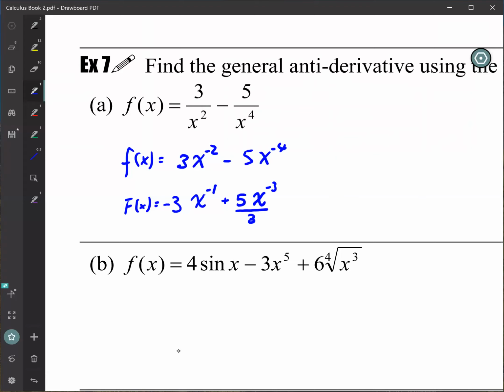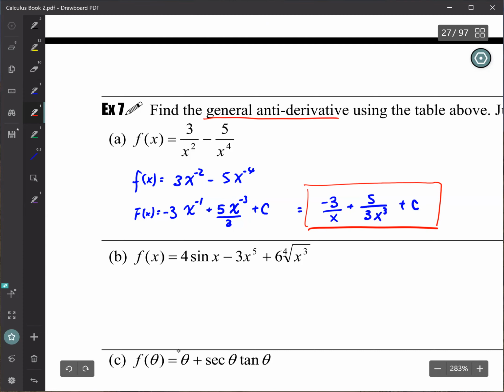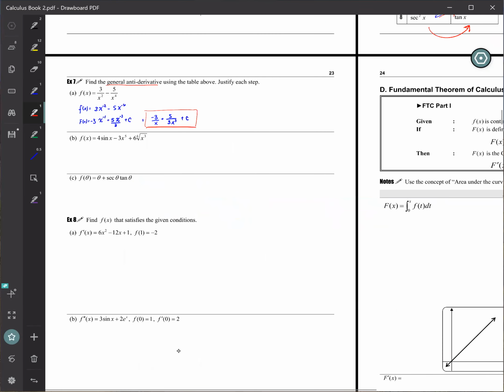Yeah, okay. But do not leave the answer like that. We need to add a C, since this is general. And then put your answer back with no negative exponent: negative 3 over x plus 5 over 3x cubed plus C. So leave your answer like this. That's your general antiderivative. All right, so this is using that table. Please try questions B and C, both of them, and raise your hand when you finish.